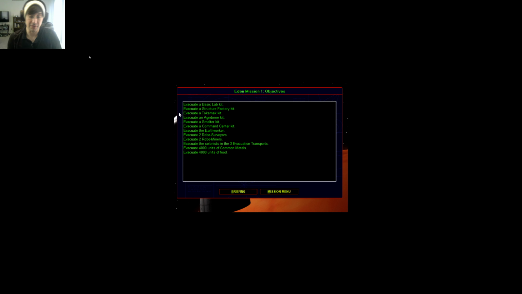We look at our objectives. Now, remember what I talked about with difficulty beforehand. These would be reduced in easy mode and increased in hard mode. In fact, in hard mode, you have to grab vehicles out of the garages before they get disabled, or you're basically screwed.